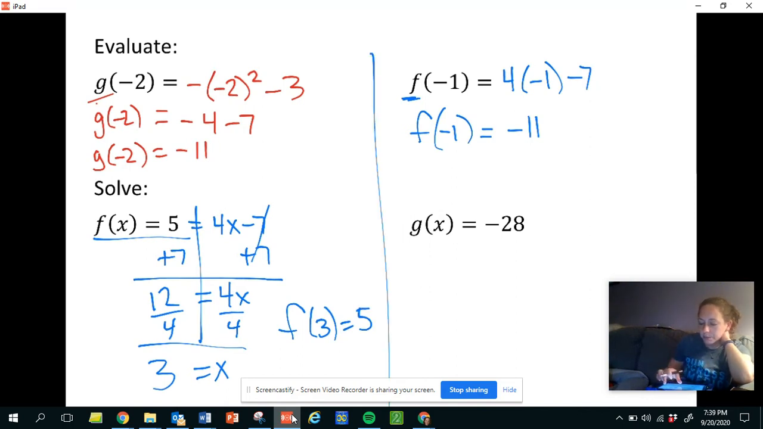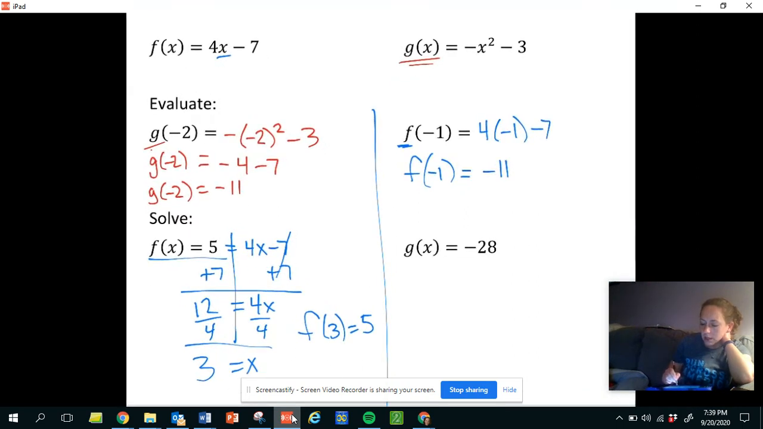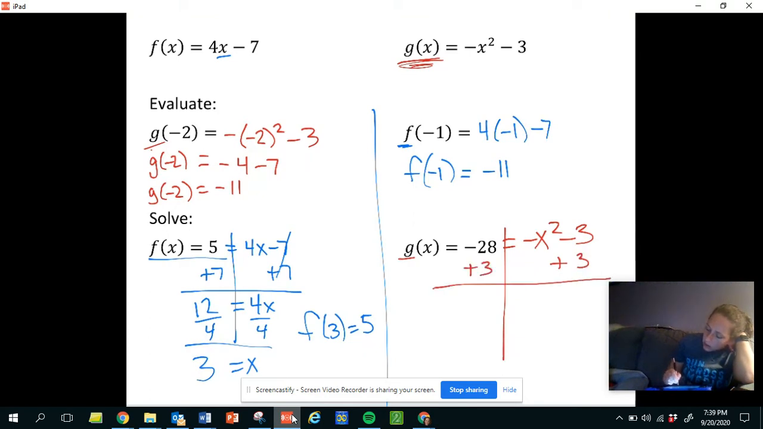For this last one, they did not give me a number in the parentheses. They gave me a y. So I'm going to set this equal to the g function again. So I get -28 equals -x squared minus 3. And I'm going to solve, first by adding 3. So I get -25 equals -x squared.